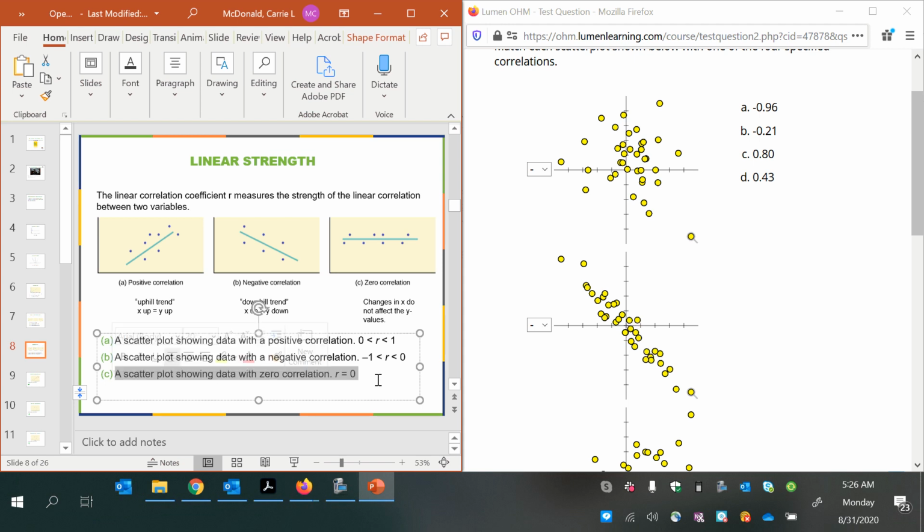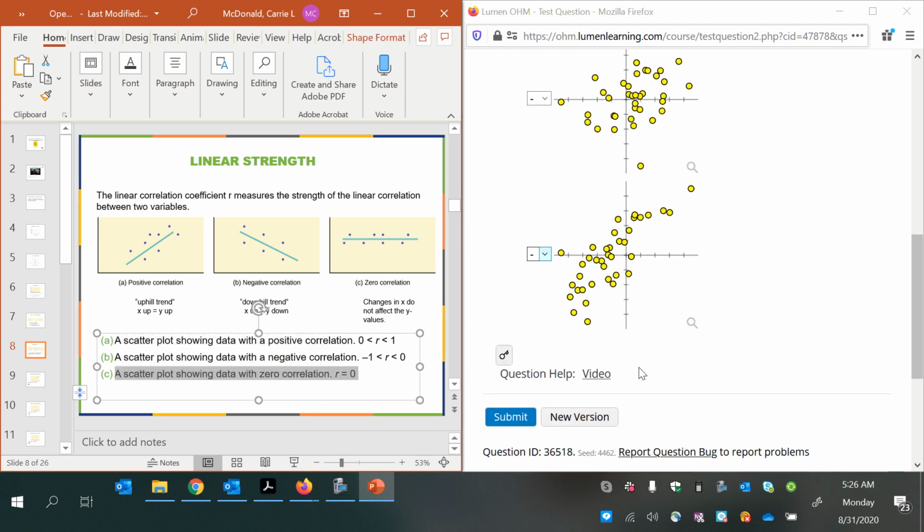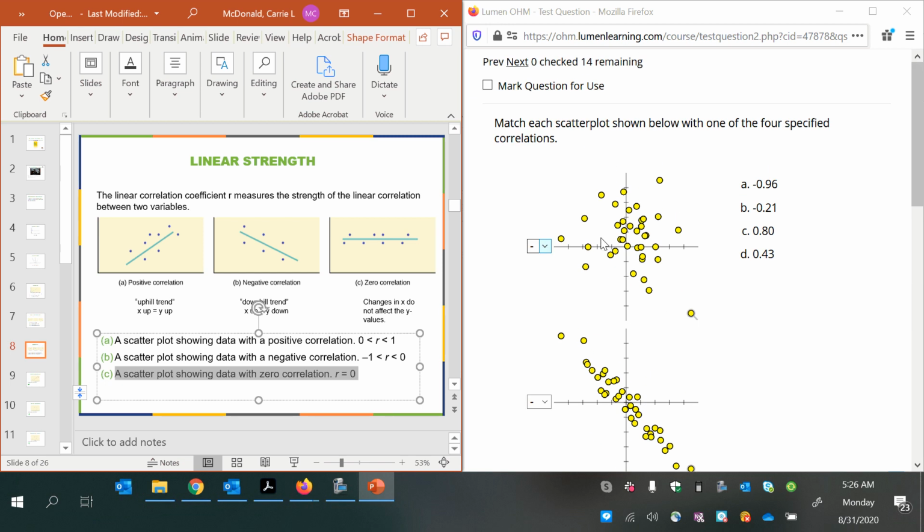So when we look at these different options here, we can see that the first one has a very loose pattern. There's not much of a line pattern to it. So I expect that linear correlation coefficient to be very close to 0. And it looks kind of downward to me, so I'm thinking it'll be negative as well. So my best guess out of these choices is B, because it's very close to 0 and it's negative.